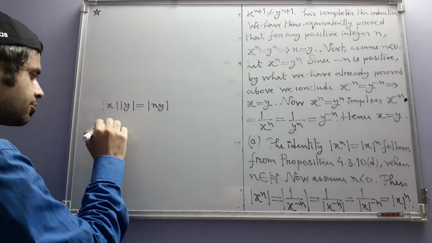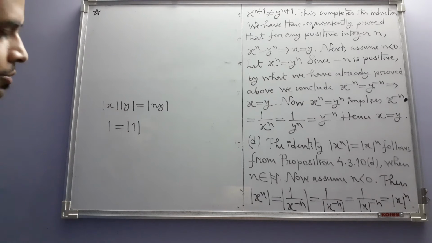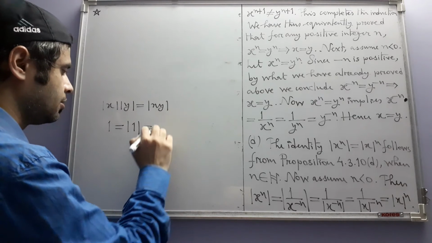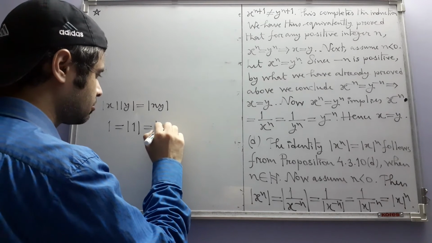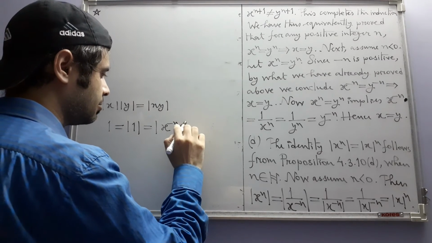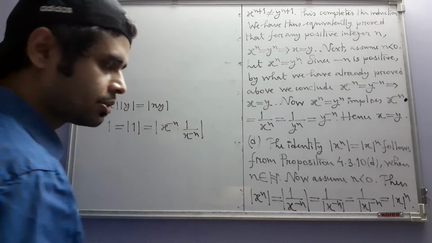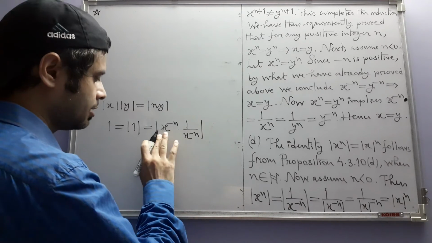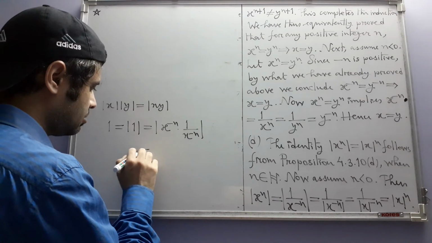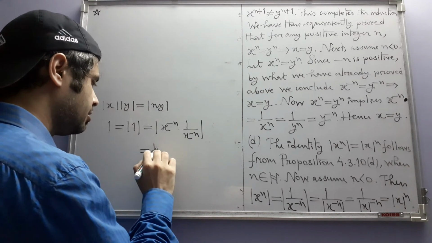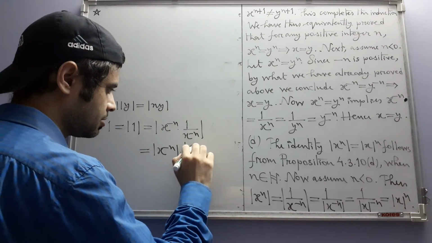Now 1 is a rational number whose absolute value is equal to 1, because 1 is a positive rational number, and 1 can be written like this: x to the power minus n times 1 by x to the power minus n. That's the definition of reciprocal. I mean that is one of the properties of reciprocal, and this is by this identity equal to this.